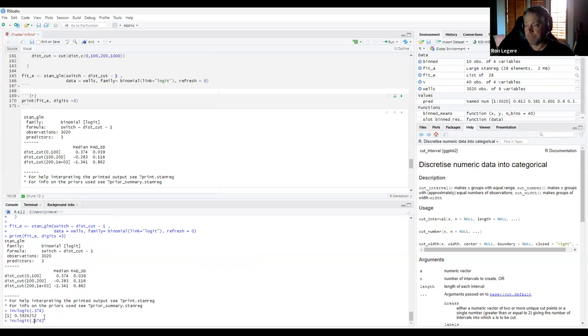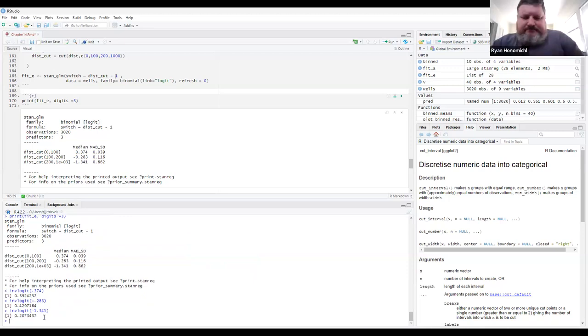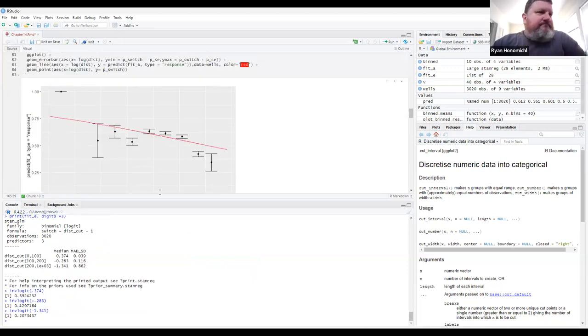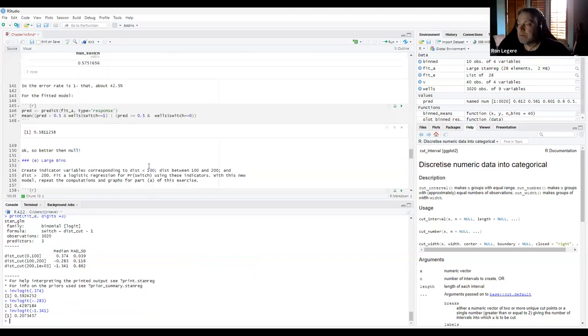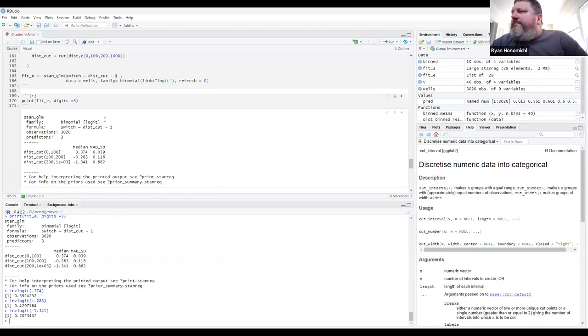But why are you less likely to switch if you're in the second bin? I don't get that at all. Something's wrong here. 42% chance. And if you're in the far bin, it's really unlikely you'll switch. That seems totally opposite of what we saw before, right? Okay, maybe I did something screwy here. Maybe this is the wrong way to do this. I thought if I took out the intercept, this would make easier sense.